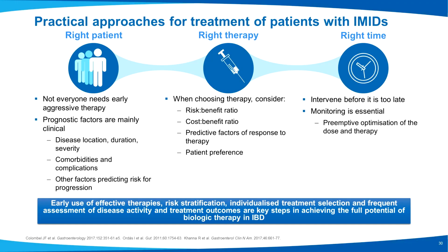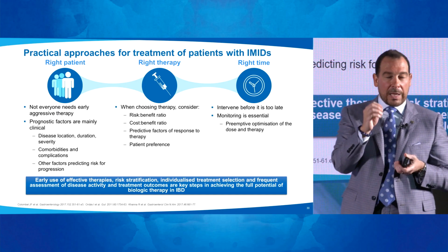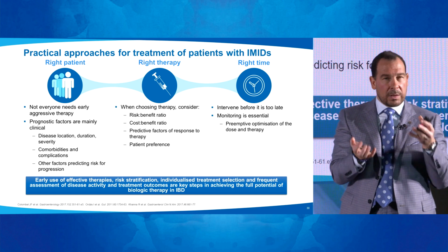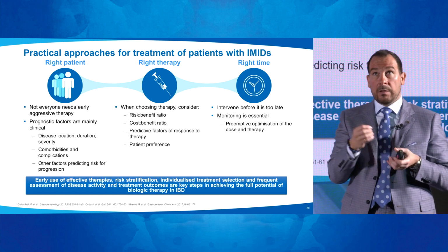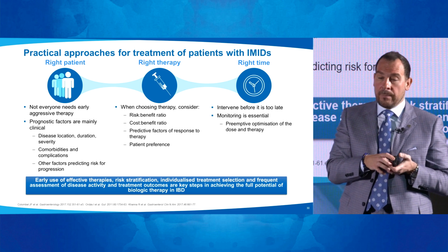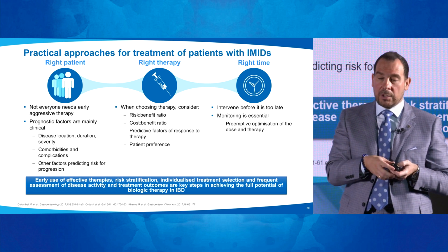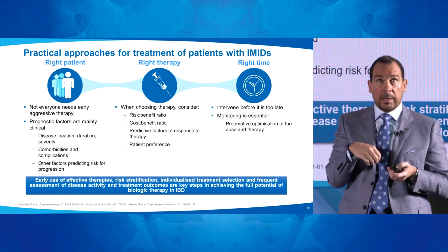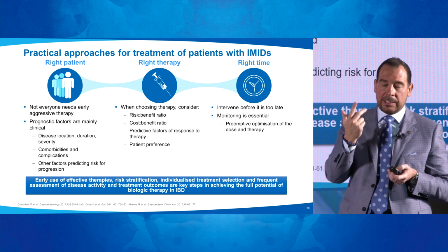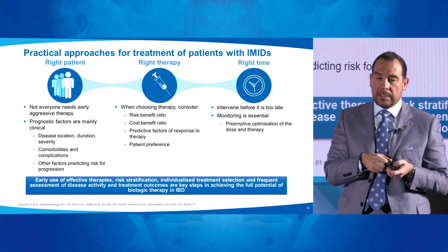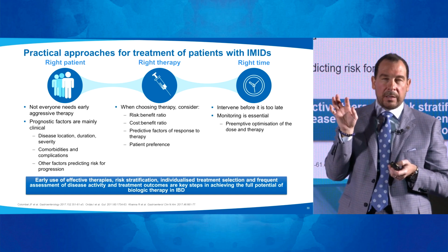So when we really think about the right patient, the right therapy at the right time, not everyone needs early aggressive therapy, but you need to be able to identify which patients need that. I think our prognostic factors are still mainly clinical. When choosing that individual therapy, I think you need to think about the risk and benefit ratio in the individual patient, the cost benefit depending on your jurisdiction, those predictive factors of response, and again, patient preference. We need to talk to our patients and think about the individual extraintestinal manifestations, age, perianal disease, other immune-mediated disease. And the most important thing, I think, is really the right time.